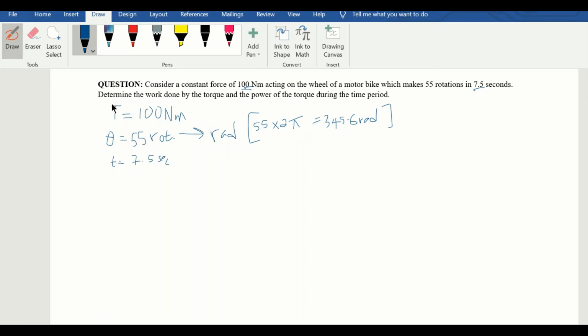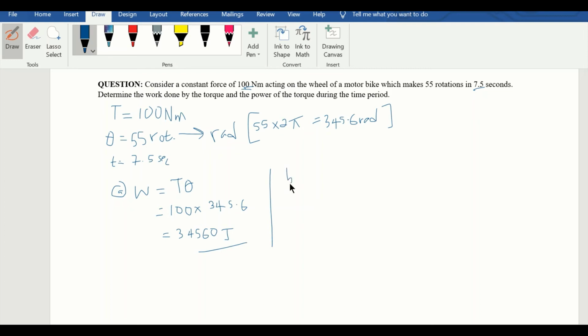Okay. Question one, determine the work done by the torque. So the work done is equal to T, or the torque, times my angular displacement. So what next? I log in my data. My torque is 100 times my angular displacement is 345.6, and that gives us 34560 joules. So that is my answer for the work done by the torque.